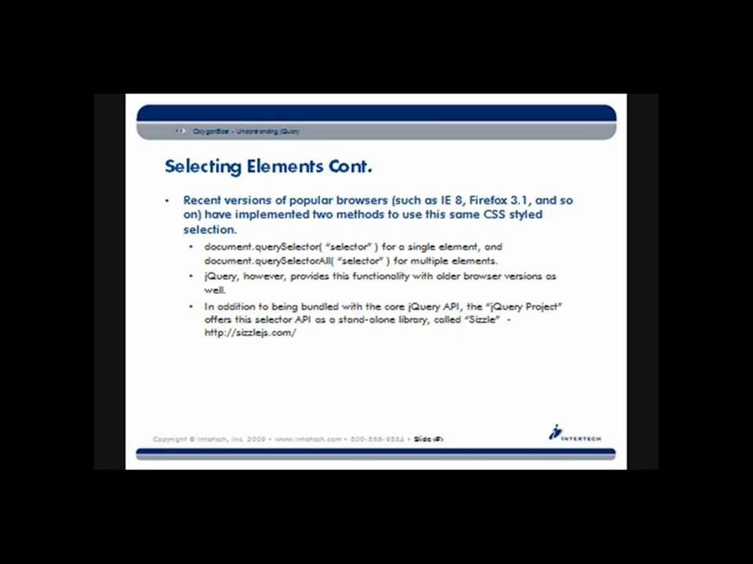So if other browsers provide this, then why do we care about jQuery? What is jQuery providing for us? Well, besides having only a single method to call instead of the two that you're seeing here, you're able to apply the selector API to all the browsers that jQuery supports. So if you're trying to support IE6, you'll be able to use this selection API.